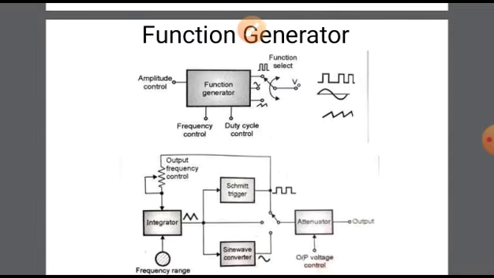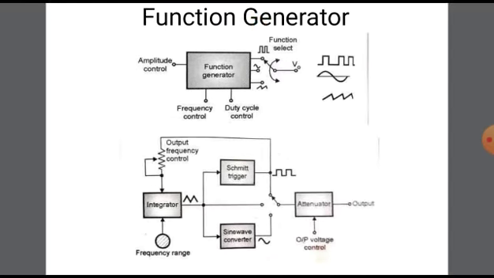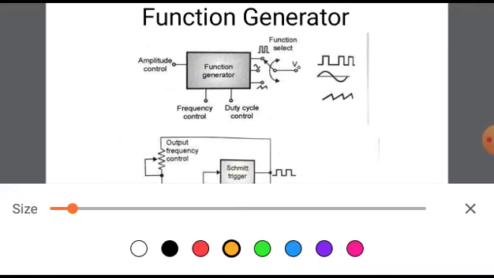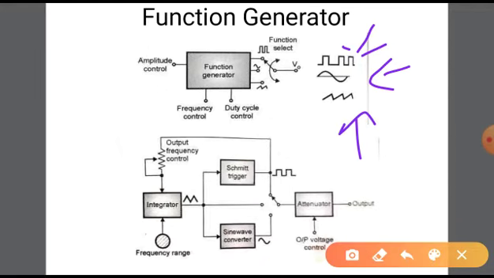The second important instrument is the function generator. This generator generates the 3 basic waveforms: the sine wave, the square wave, and the triangular wave. These 3 waveforms are generated by the generator without any input.